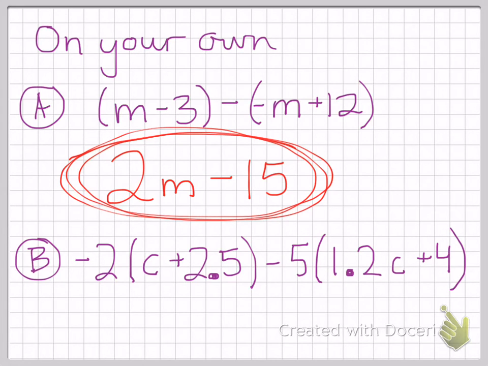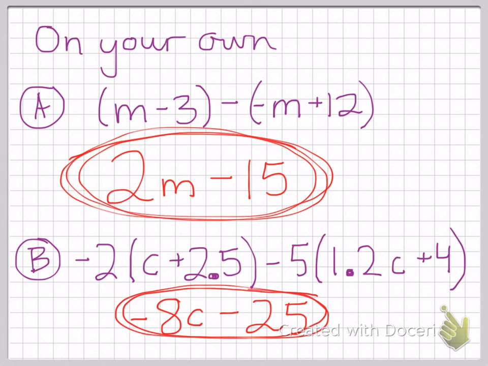Alrighty, class. Hold up your whiteboards. The final answer is negative 8c minus 25. Who got it? Okay, good job. So that concludes example 3.